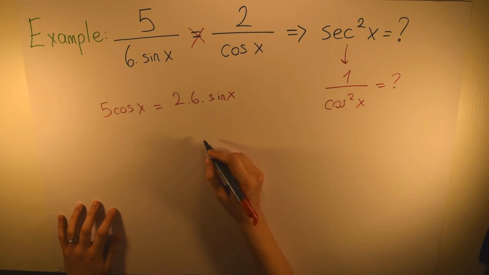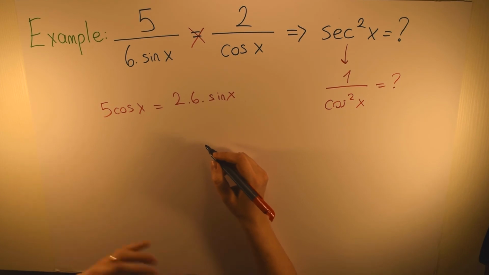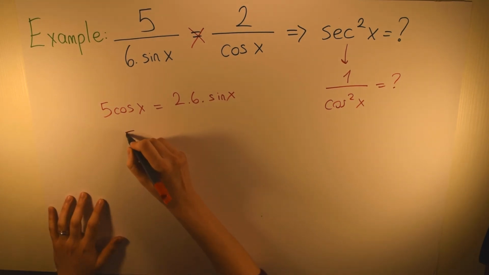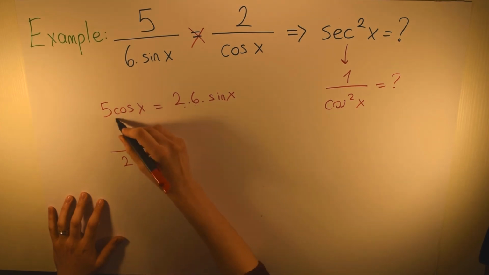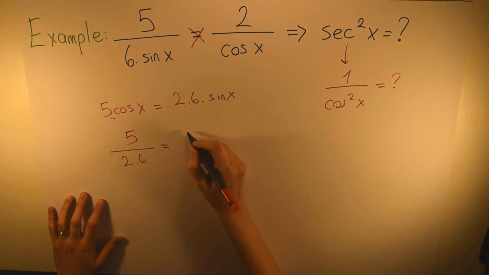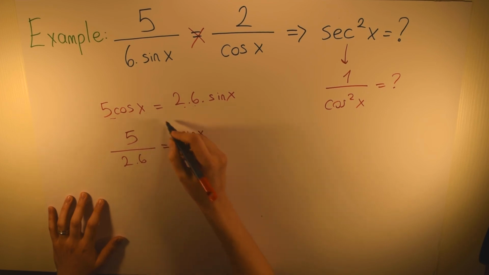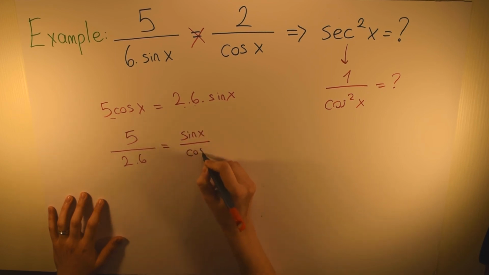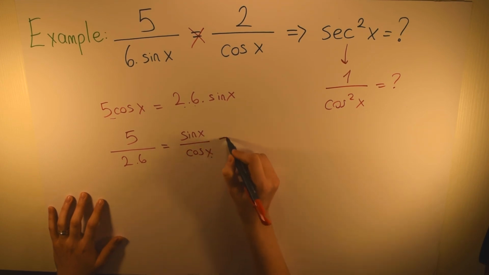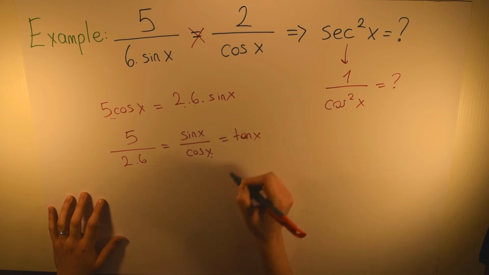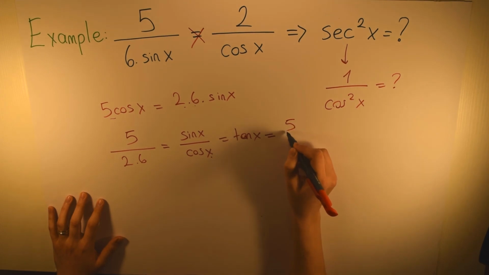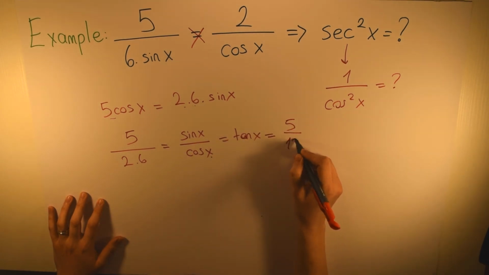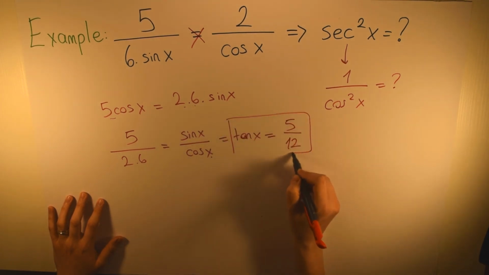Let's put unknowns on one side and knowns on the other side. When we do that, 5 over 2 times 6 is equal to sine x over cosine x, right? Sine x over cosine x, what is this? This is equal to tangent x, the formula for tangent x. So this is equal to 5 over 2 times 6, which is 12. As you can see, we found the value of tangent x.